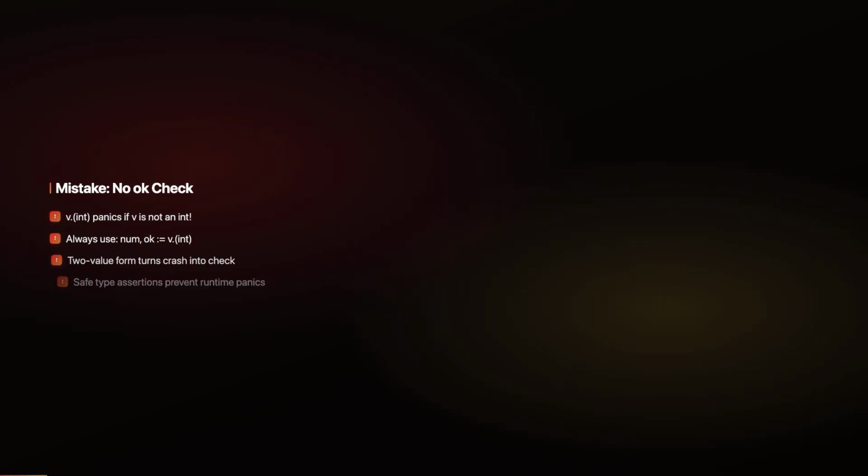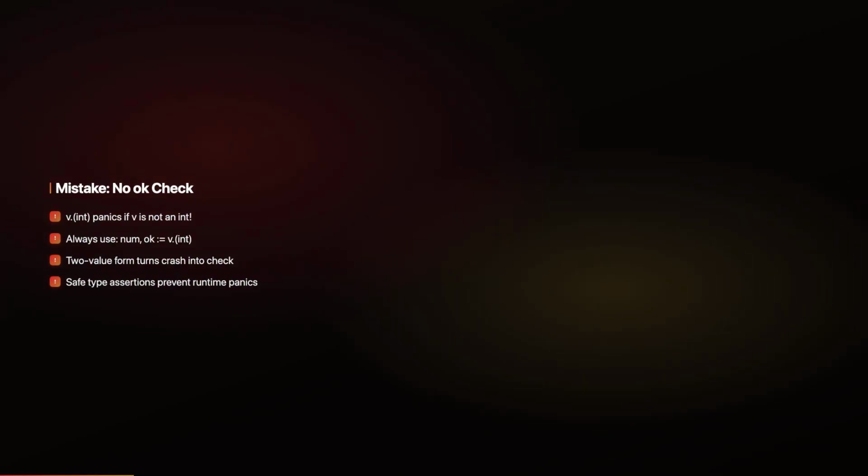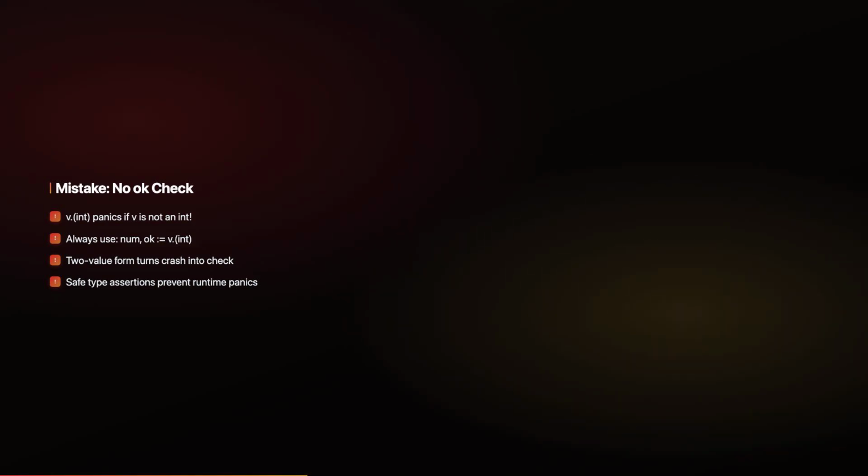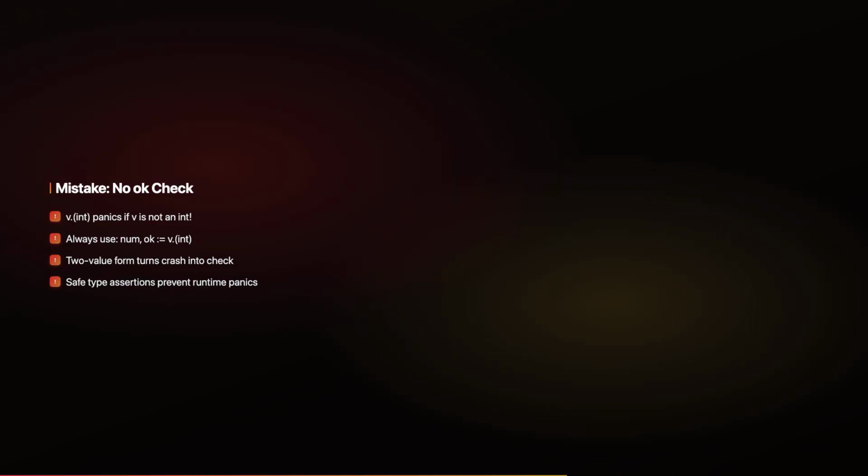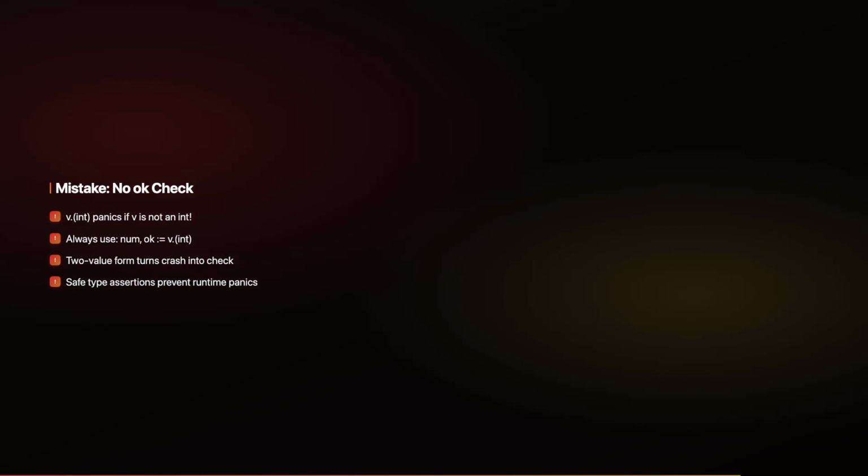The third mistake is forgetting the ok check in type assertions. If you use the single-value form and the type does not match, your program panics at runtime. Always use the two-value form with the ok boolean. This turns a runtime crash into a controlled check that you can handle gracefully in your code.